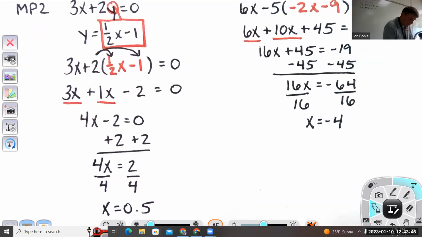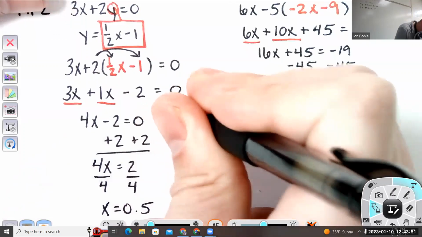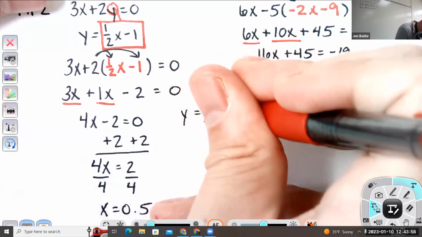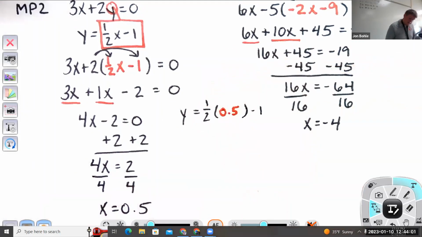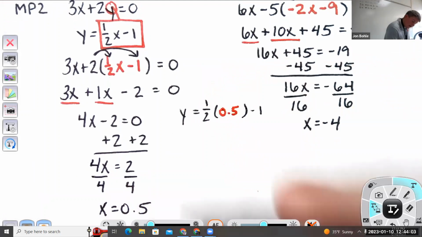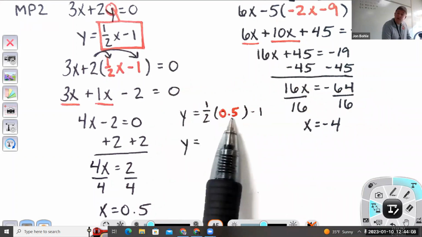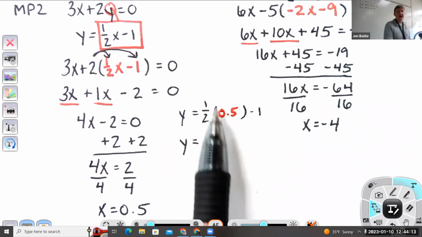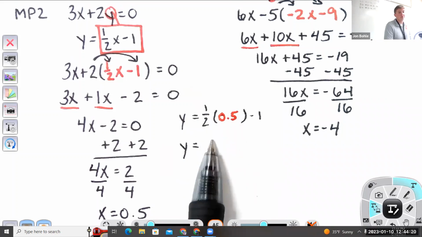Okay, I'm going to take this 0.5. I'm going to replace this x right here with 0.5. Then -1. All right, multiplying a number times a fraction, I don't think we've ever done a decimal times a fraction, but you can use the same rules. 0.5 times the top number, so 0.5 times 1 is 0.5, 0.5 divided by 2.